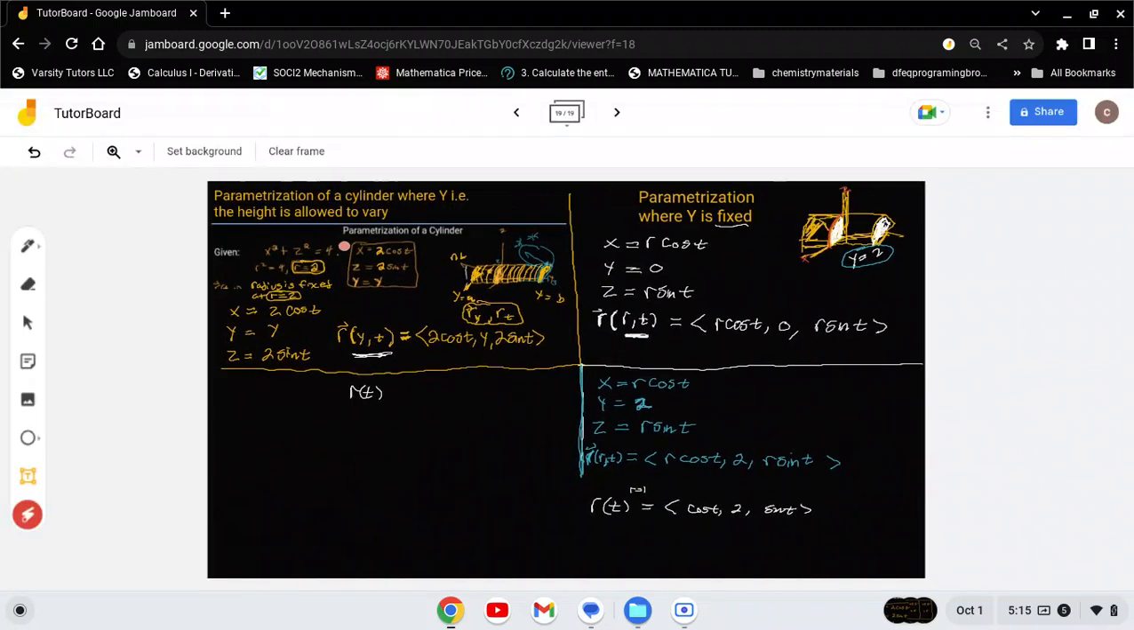So I hope this helps, and in my next video I will do the normal vectors for these, and then in the video after that I will actually do their surface area integration, and then I will also do a flux integral for this.